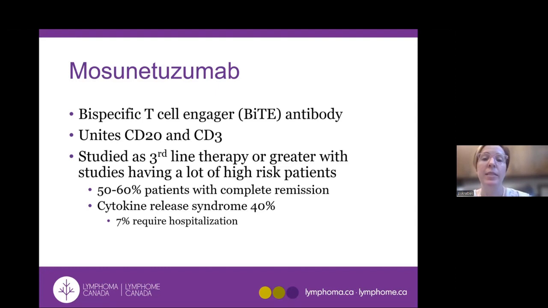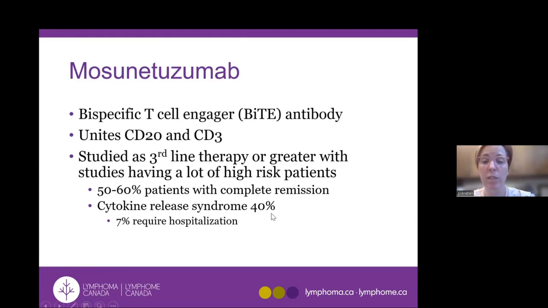This is a T cell engager, sometimes referred to as a BiTE antibody, that unites CD20, which is on lymphoma cells, and CD3. This bispecific has been studied as a third-line treatment, or even in patients who've had more treatments than that. The studies included a lot of high-risk patients. So there's been a high portion of patients that relapse early, within the first 2 years post-treatment, or patients who have relapsed after a transplant. And despite being very high-risk patients, there's a very high portion of complete remission from bispecific antibodies. So that has led to a lot of excitement about this treatment.